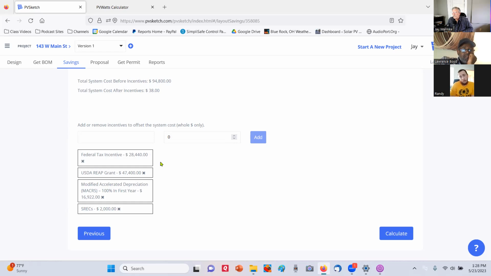Then they can take modified accelerated depreciation. So as a business, they could deduct up to, well, there's a complicated formula, but basically the depreciation they can get is $16,922. And then the SRECs, if you sell your RECs, it's going to be $2,000 here in Ohio. So their total out-of-pocket expense is $38.